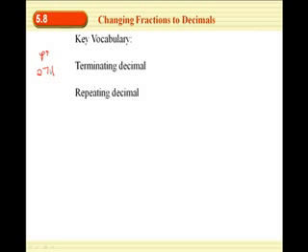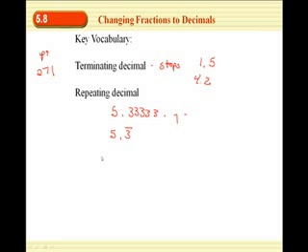It says terminating decimal. A terminating decimal is a decimal that stops. It's like 1.5 or 4.2. That's it. There's no other numbers on the end. A repeating decimal would be something like 5.333, and that would continue to go on forever. And repeating decimals are written with bar notation, so that would be the shortcut way to write it.